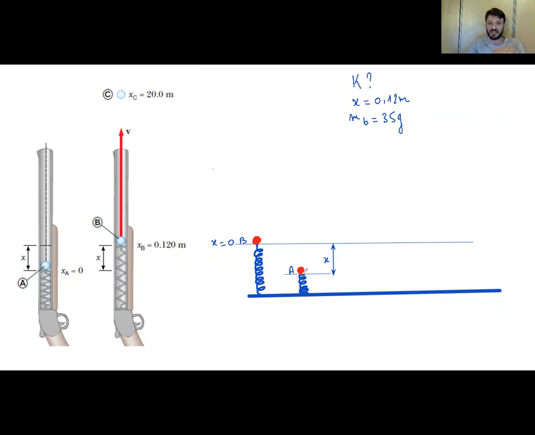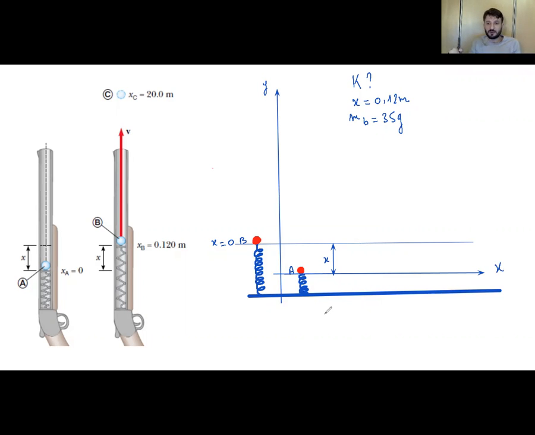Let's take the minimum level. We have the level of A, and the maximum position is the position C. We can draw here the x-axis and y-axis. Here we have the height equals 0. Always, if you have many levels A, B, C, like this case, you have to take the lowest position as the origin of x and y. Here we have y and x.